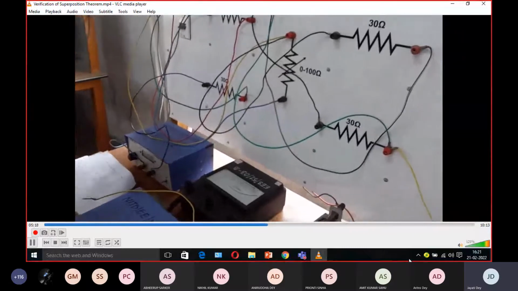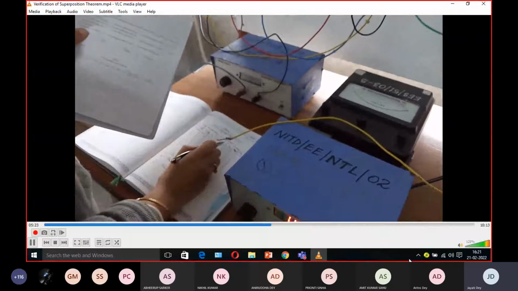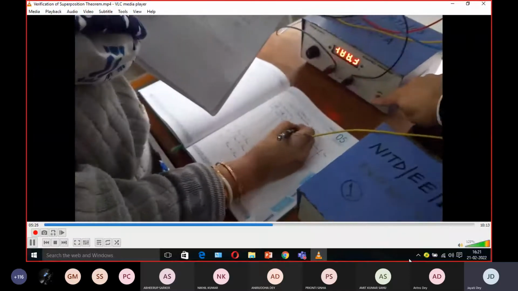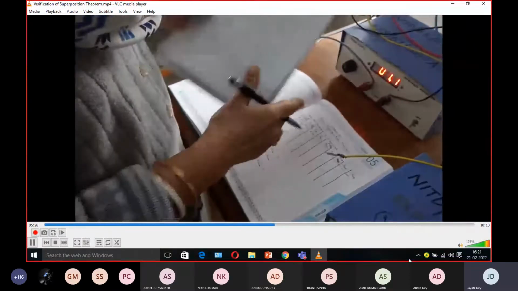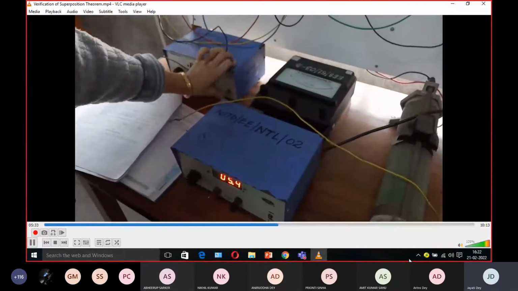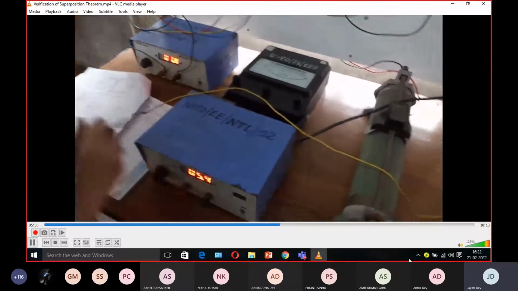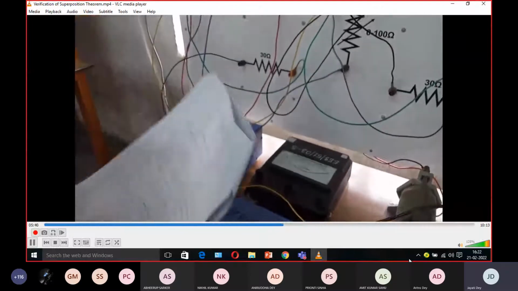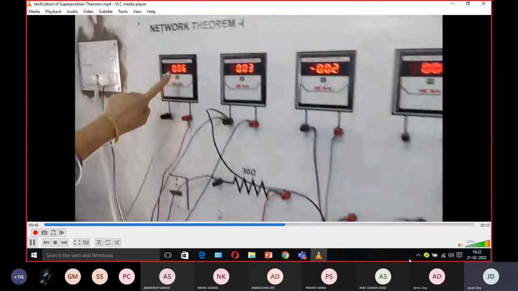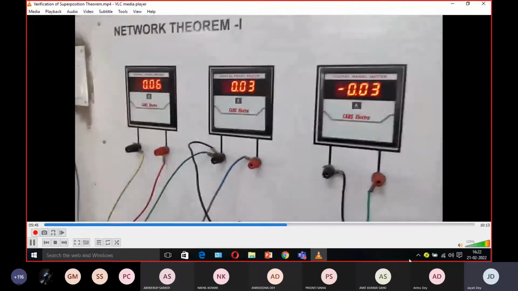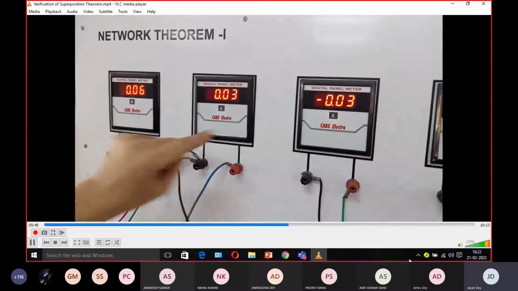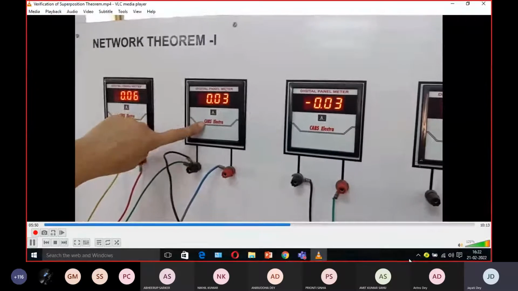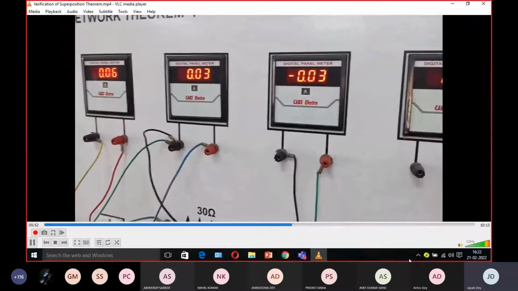Okay, removed. Now we are going to have the next set of readings. That means V1 is connected only, and we will measure all these three currents. So now I am making it on. If required, we can switch it off. Now these are the measurements: I1A, next is I2A, and this one is I3A. Okay, so let me write it out.